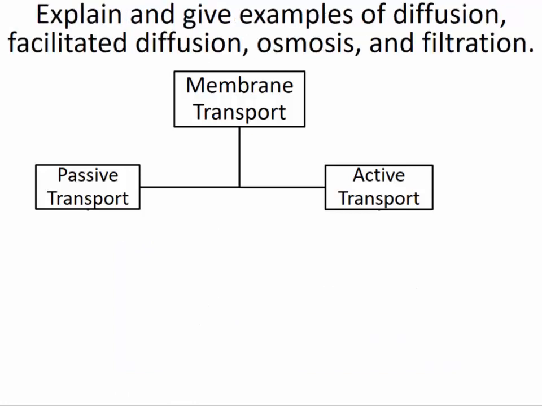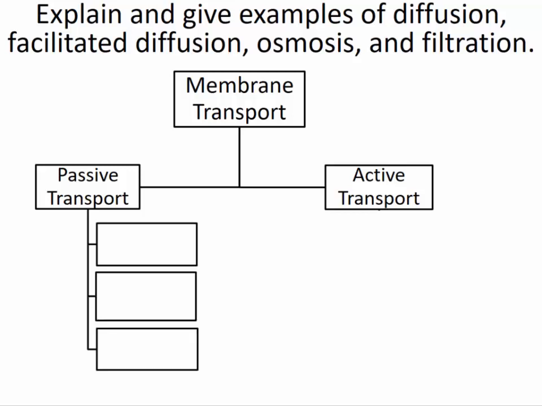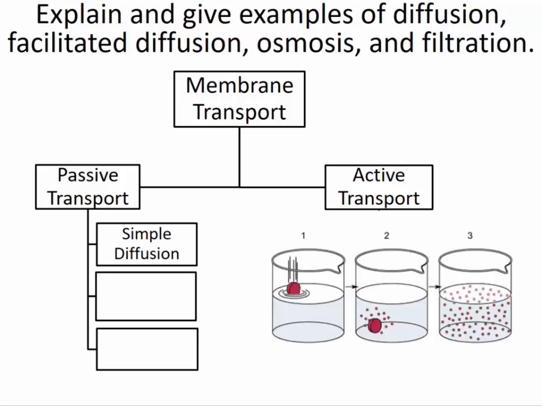Under both of these types of transport, there are subcategories. So we want to explain and give examples for those. So under passive transport, we have simple diffusion. Simple diffusion is easily demonstrated through this concept.